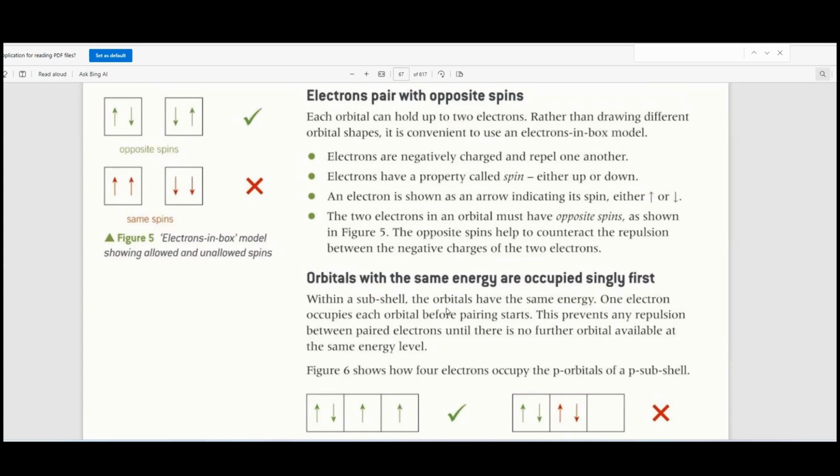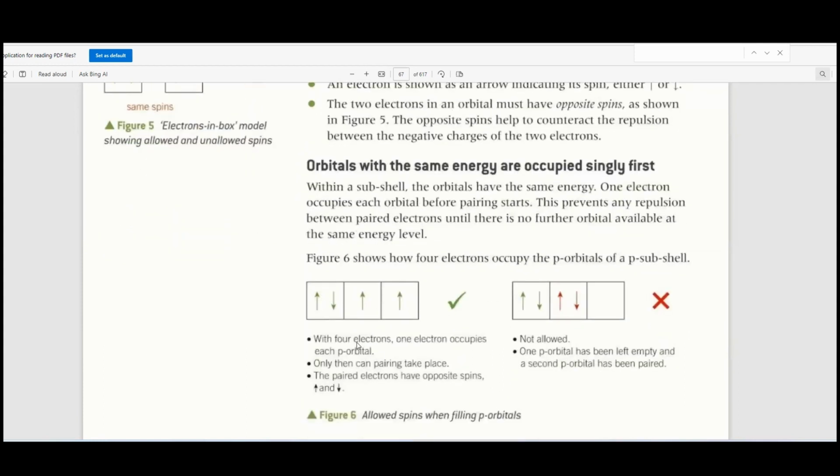So within a subshell, the orbitals have the same energy. One electron occupies each orbital before pairing starts. This prevents any repulsion between paired electrons until there is no further orbital available at the same energy level. So they don't occupy the same orbitals at first. They occupy different orbitals. Then when there's no space left, the electron goes into the one that already has one electron. So with four electrons, one electron occupies each p orbital.